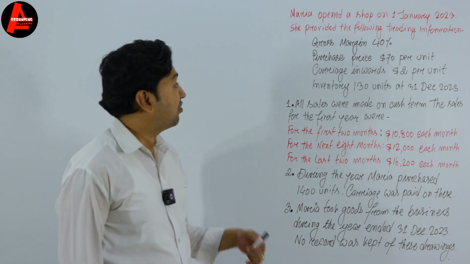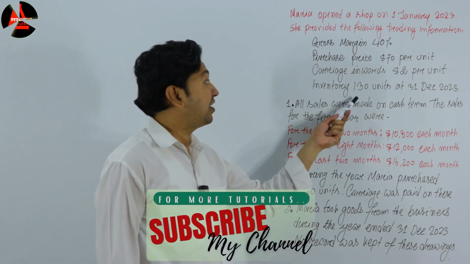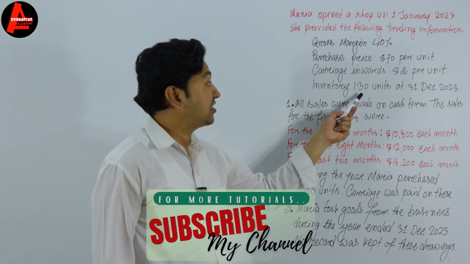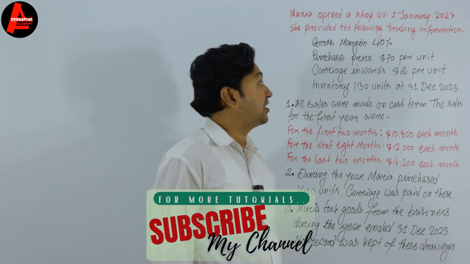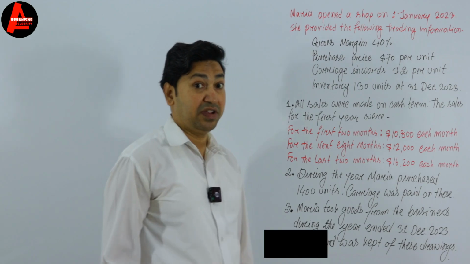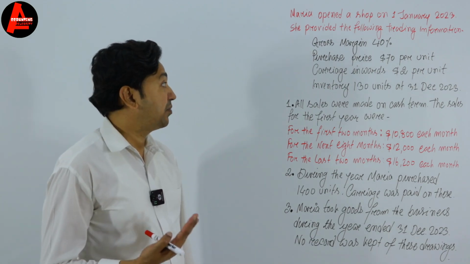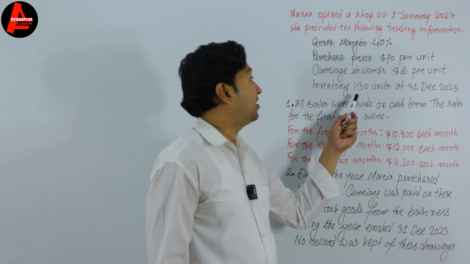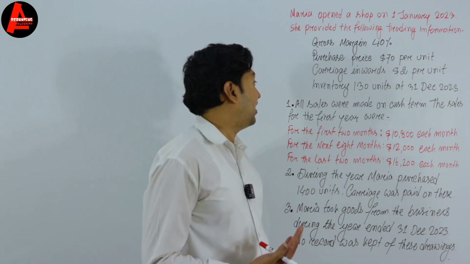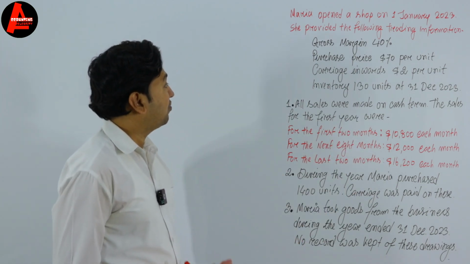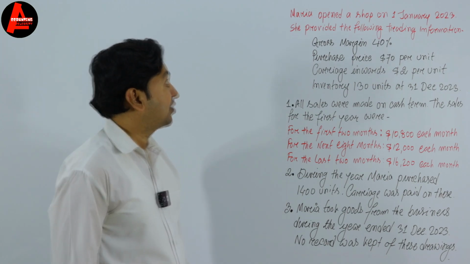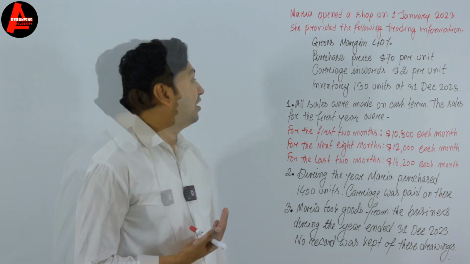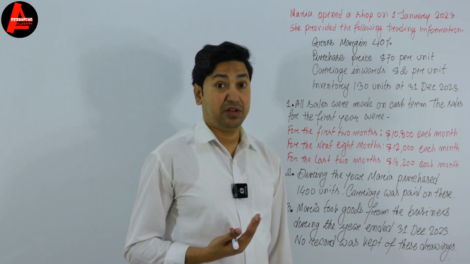Okay, so here we have inventory 130 units. This is not price. 130 units at 31st December 2023, meaning at the end of the financial period. These are the number of units as inventory. Then here we have some more information. These are not related to calculating closing inventory. Okay, how do we calculate closing inventory now?